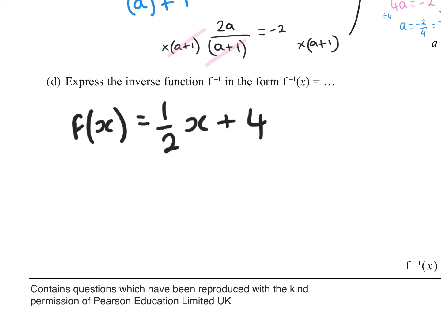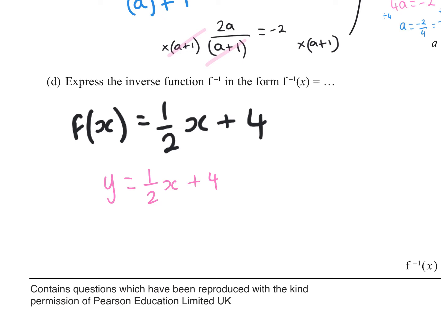So if I want the inverse of this, I'm going to say y equals a half x plus 4. And to find the inverse of f of x, I'm going to rearrange to get x equals. Okay, so this is what finding the inverse is. We're rearranging to get x equals.